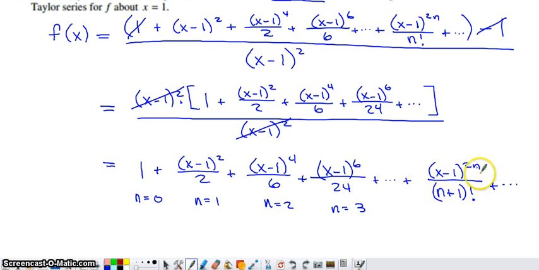What can I then write for my rule here? Well, my power is still 2 times n, right? 2 times 2, 2 times 3. My power is still 2 times n on the (x minus 1). But my factorial in the denominator, this is 2 factorial, this is 3 factorial, this is 4 factorial. So I'm adding 1 to whatever n is and then taking the factorial to produce those factors in the denominator there.